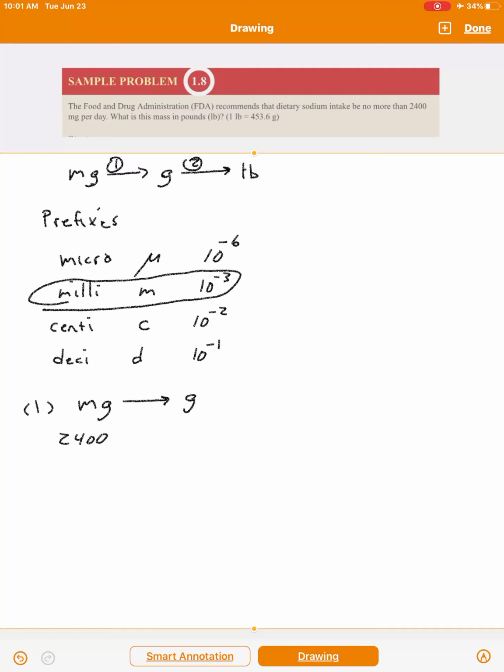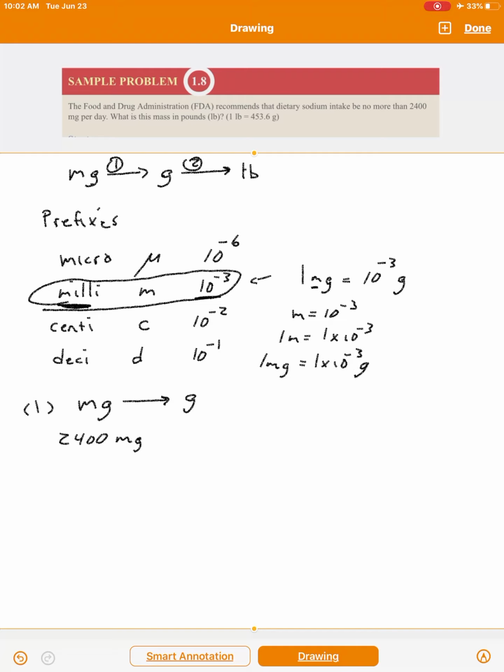2,400 milligrams. How do we convert that to grams? Here's how you do it. There's your prefix. 1 milligram equals 10 to the minus 3 grams. So let me deconstruct this for you. Milli, or m, is 10 to the minus 3. So 1 milli is 1 times 10 to the minus 3. 1 milligram is 1 times 10 to the minus 3 grams.